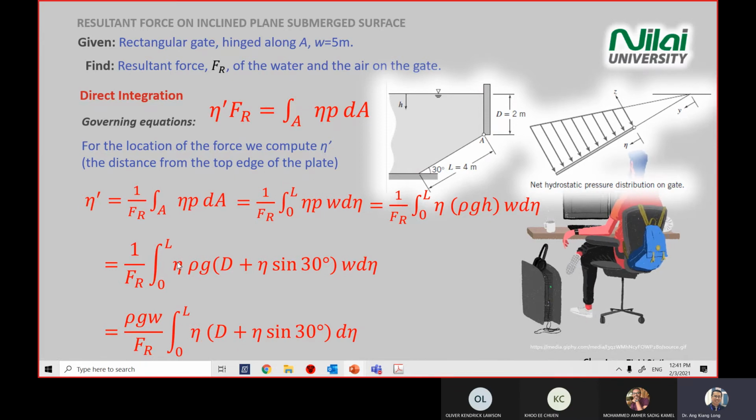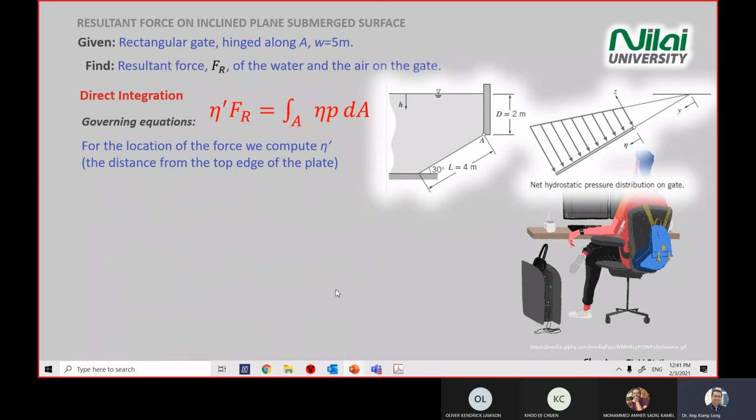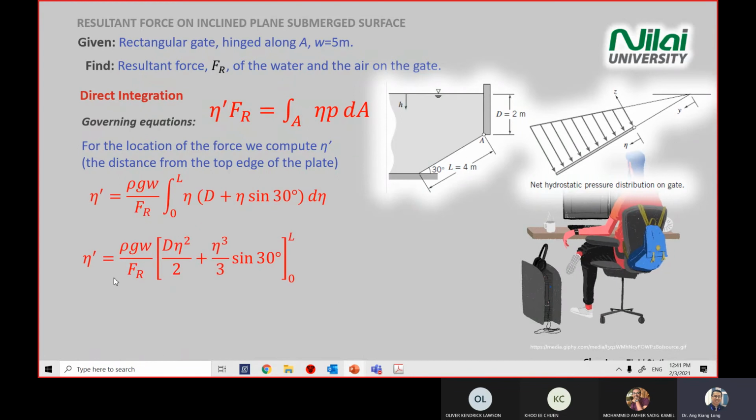Okay, the rest is just integration. Again, if you have a constant value in the equation, pull them out to the left, and then you do the integration for the remaining parameter. So you have rho GW divided by FR, integrate from 0 to L, N times the D plus N sine 30 degree dN. So you have two integrations here. So I'll continue with the calculation. The rest is just substitution.